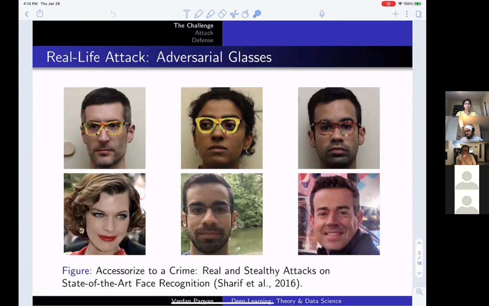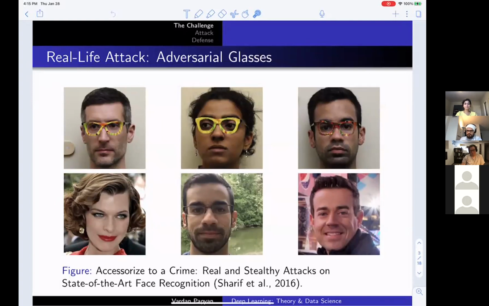And for example, in 2016, Sharif et al. created adversarial glasses. What are adversarial glasses? Except being a fashion accessory, these are glasses that if you put on, then a face recognition system wouldn't be able to recognize you. So, for example, if this person wears these beautiful glasses, then the system would think that this person is this person. I feel like I should know who this is, but I don't know. Is this a famous person?